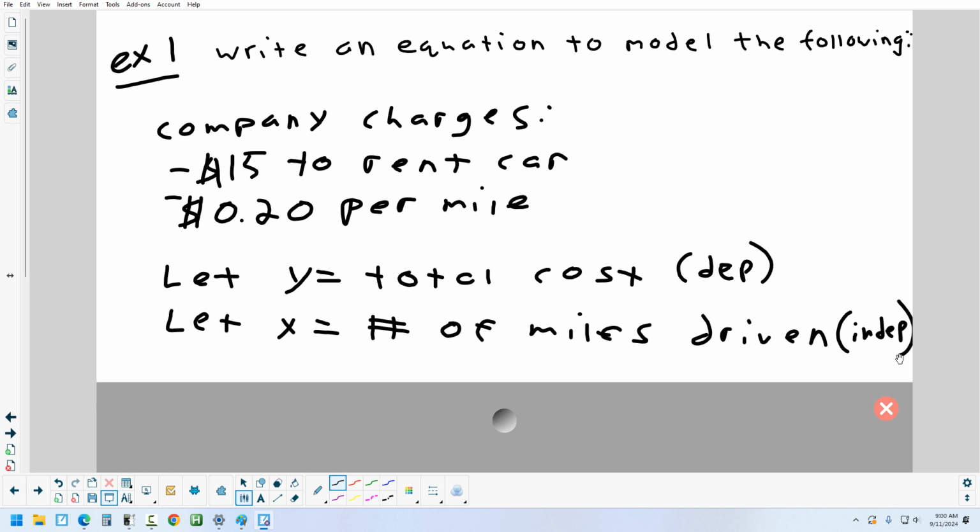Sometimes we might use different letters like C and M, like cost and miles, but in this case, they're using X and Y, because we're probably going to do something with graphing in a little bit. That's why they picked those 2.